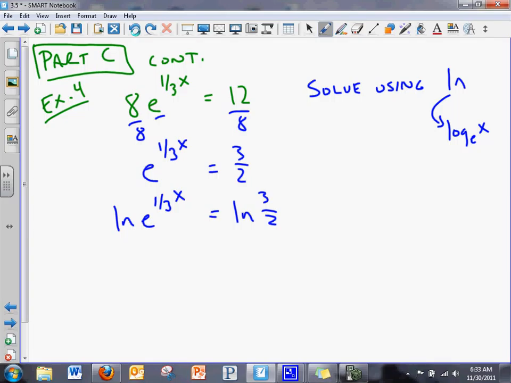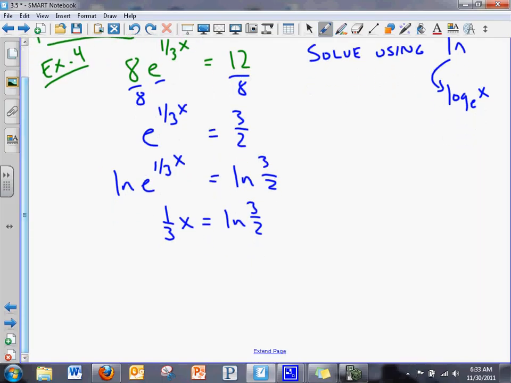So what's nice here is the natural log and the e, in a sense, cancel out because the bases are the same. Because natural log is log base e of x, and if the base of the exponent is e, they cancel out. So this just leaves 1/3 x, and this is just natural log of 3 over 2. And now there's an easy way to solve for x. If I'm dividing by 1/3, that's the same as multiplying by 3 on the other side.